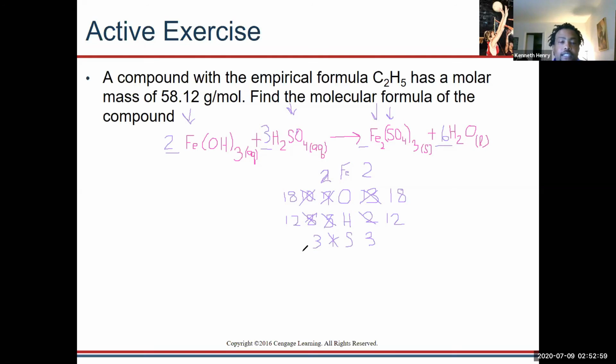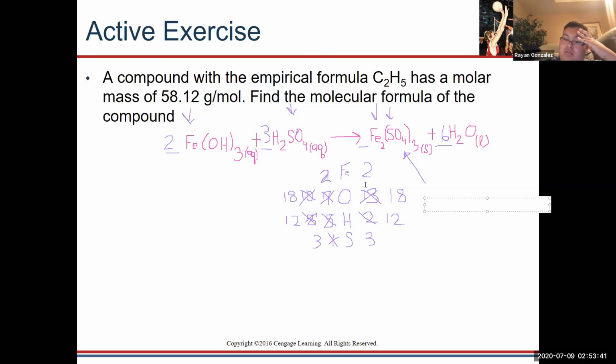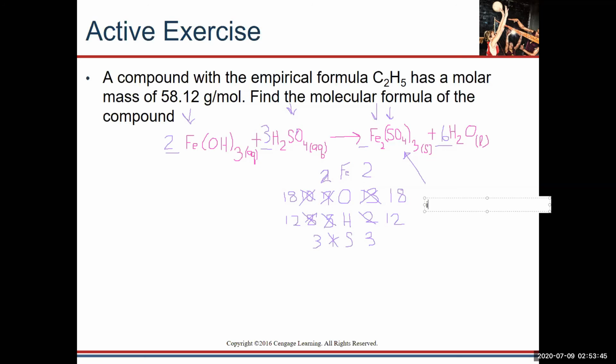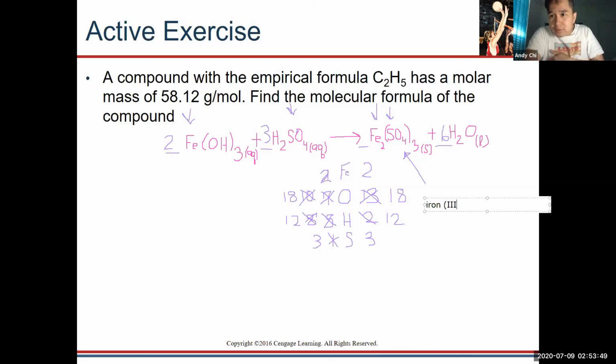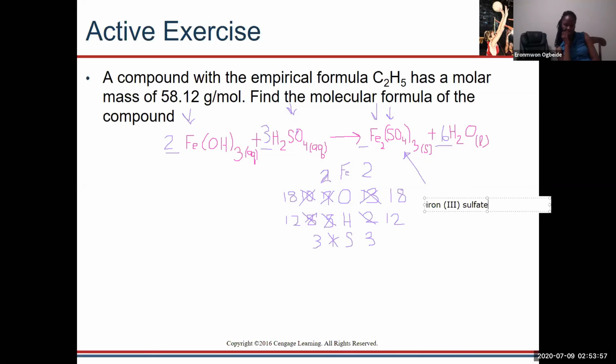Okay. Questions, concerns? So what would this guy be called if you're doing nomenclature? Sulfate. So what did you guys call it? I'm talking about the whole thing. Iron sulfate. Iron 2 sulfate. Iron 3. Iron 3 sulfate. Sulfate and phosphate. Okay.